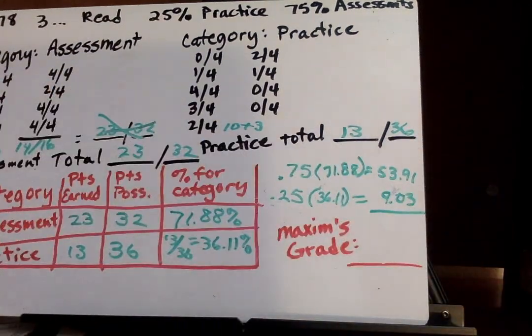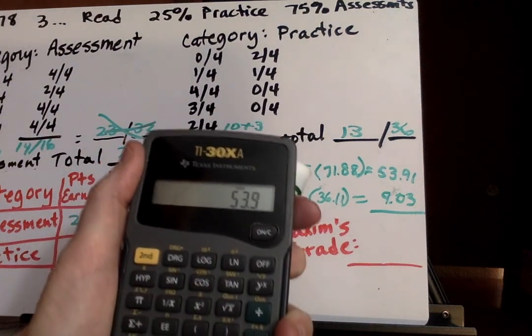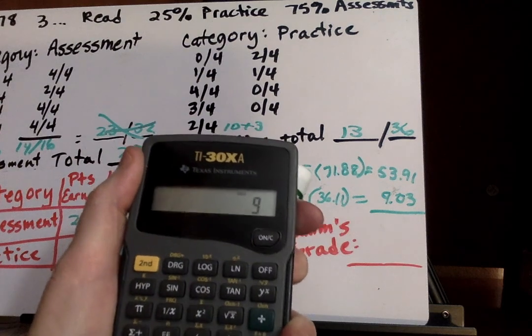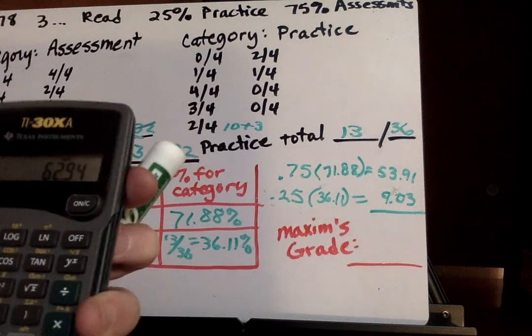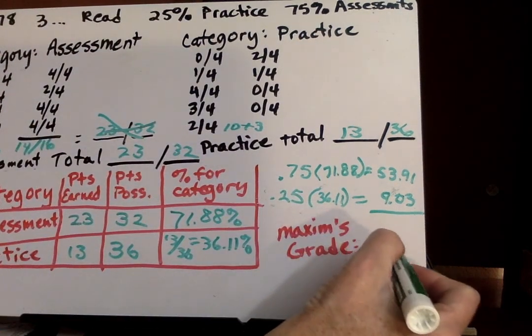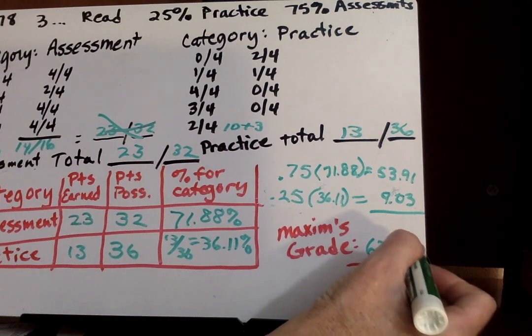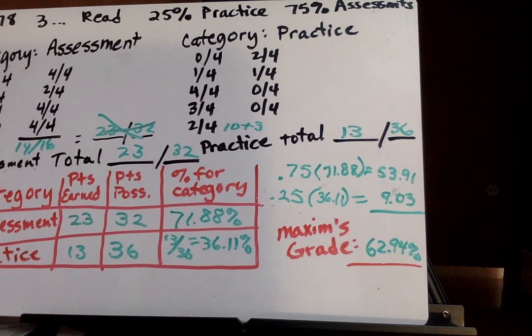Now I go ahead and add those two together. 53.91 plus 9.03 is 62.94. So I say that Maxim's grade is 62.94%. And we aren't given what the percentage is for A, B, C, D, or whatever. Okay. All right. I think you can get the rest of this, students. You rock.